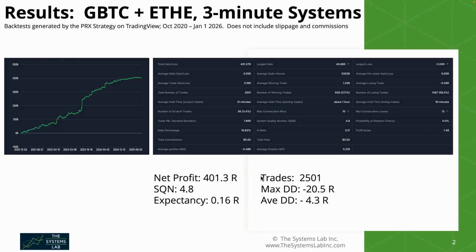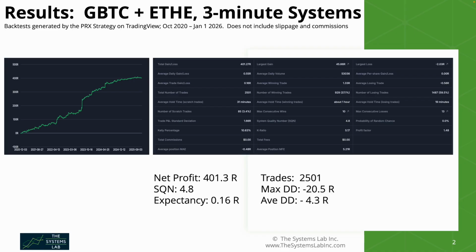In a recent video we took a look at a backtest of the PRX automated system that trades GBTC plus ETHE on a 3-minute time frame. The numbers are quite impressive, a total of 401.3 R with an SQN of 4.8, which by Dr. Van Tharp standards would mean that this is an excellent system, and all of that on a maximum drawdown of only minus 20.5 R.